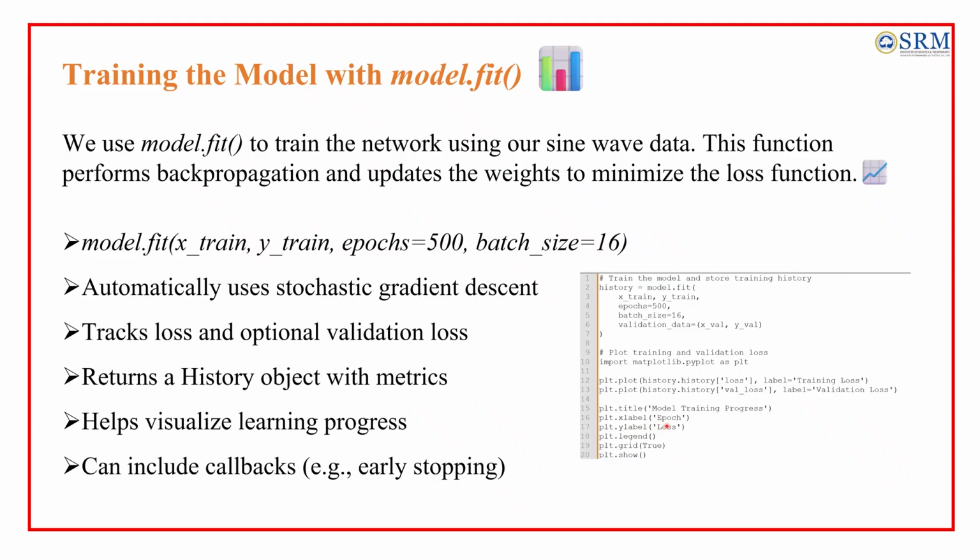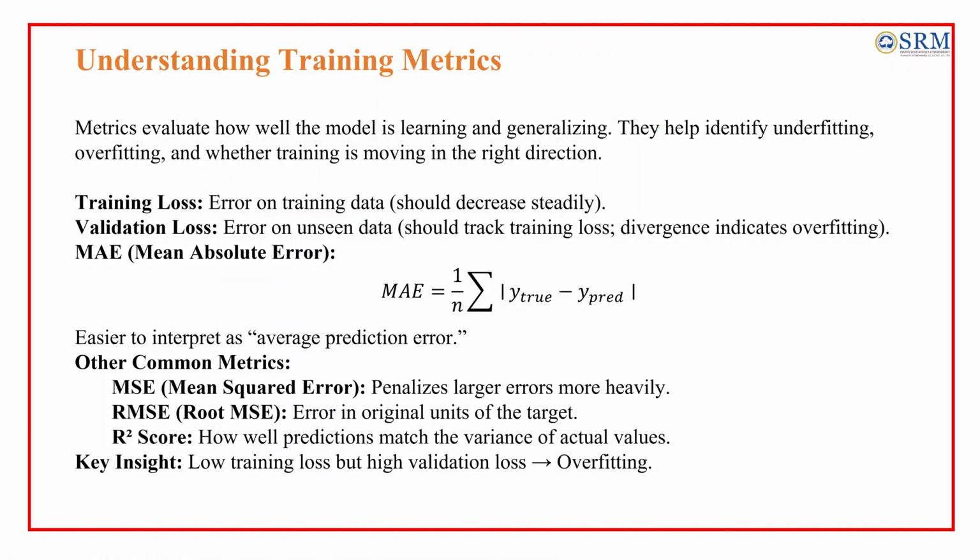And how do we measure the success? That's where the training metrics come in. Metrics evaluate how well the model is learning and generalizing. So it helps us identify overfitting or whether the training is moving in the right direction. Metrics are like a progress report for the model. The main ones here are training loss, the error on the training data; validation loss, the error on unseen data; and MAE, mean absolute error, which we are using, the average error in original units.